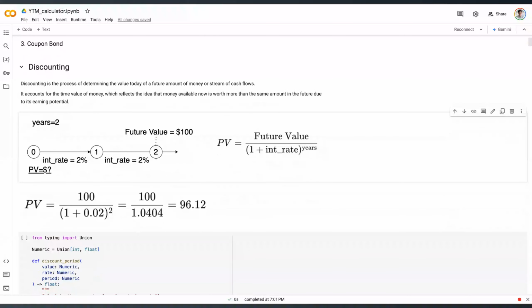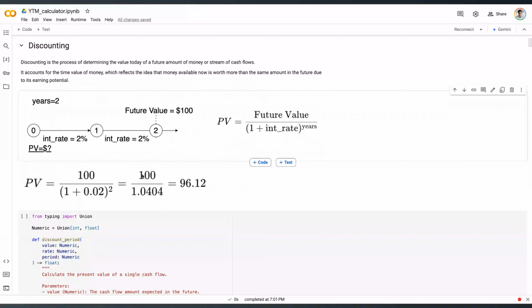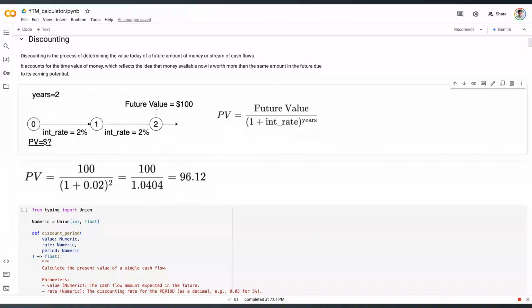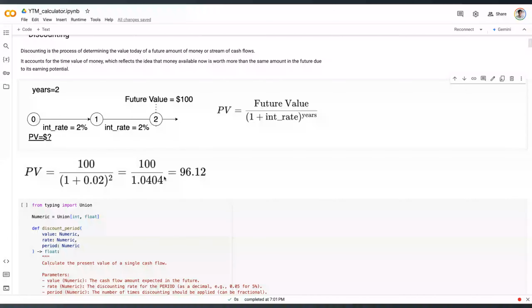With this 2% of annual return, how much money do you need today to get $100 in 2 years? It turns out there is a formula for that, and it's called discounting. According to this formula, you need $96.12, which is higher than $95 that your friend is asking for, which means you should lend the money.